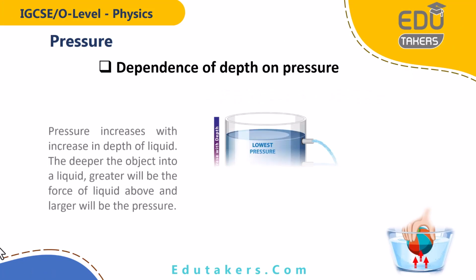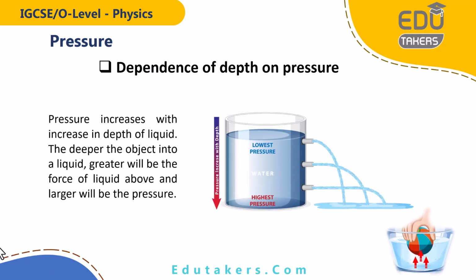Dependence of the depth on the pressure. So first of all, here basically the pressure depends upon the depth of the liquid. I suppose that I have two objects, one is placed at the surface of this liquid and the other is placed at some depth here. Then which one of the following objects exerts the larger pressure? I suppose that it's the first object and this object is the second object. Then you have to tell me either the first object or the second object exerts the larger pressure.